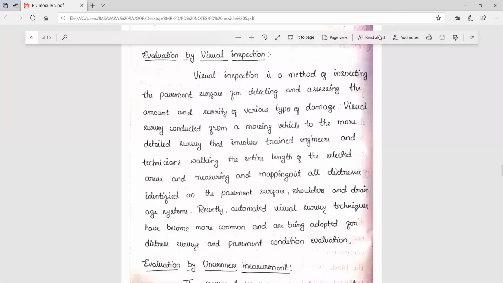Visual inspection is a method of inspecting the pavement surface for detecting and assessing the amount and severity of various types of distress. Recently, automated survey techniques have become more common and are being adopted for distress, runway, and pavement condition evaluation. An inspection unit can vary from 15 to 60 meters long by one or two lanes wide.